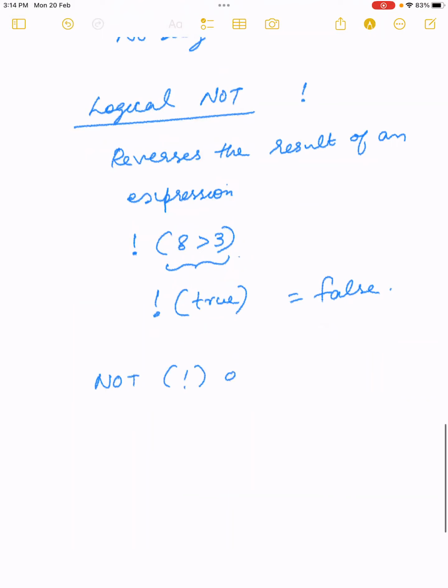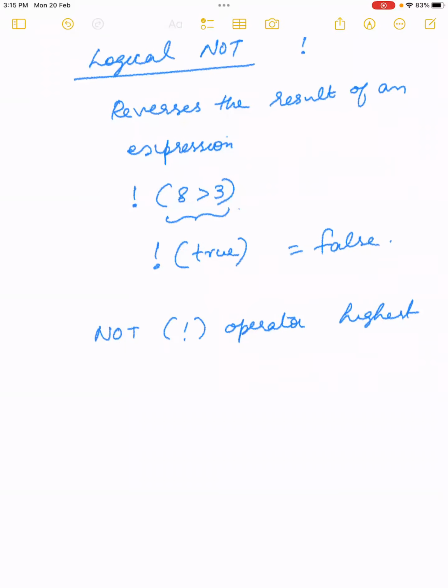The not operator has the highest precedence. Not operator is always having the highest precedence. Then you have relational operators, then you have logical operators. What is the meaning of what I said about precedences?